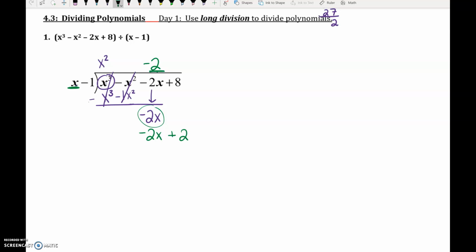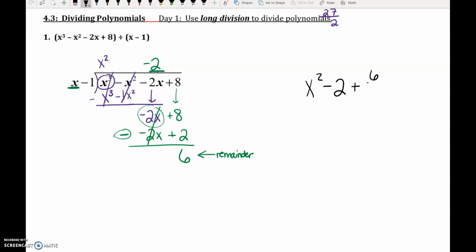See this hole right here? Bring that next one down to fill the hole. You don't want holes. -2x minus -2x, those cancel each other out. 8 minus 2. I know it says plus here, but there's a subtraction that you have to use for everything. So 8 minus 2 is 6. There's nothing more to bring down, so we are done, and this is our remainder. Our answer here is x squared minus 2 and 6 over what we originally divided by.